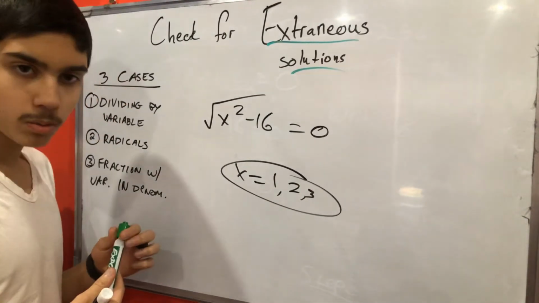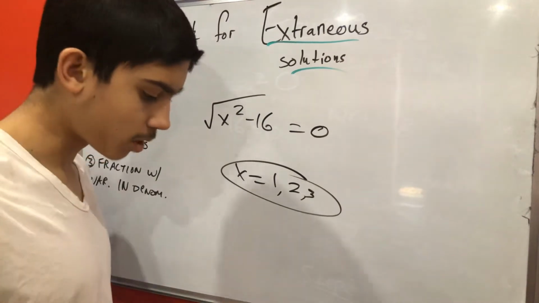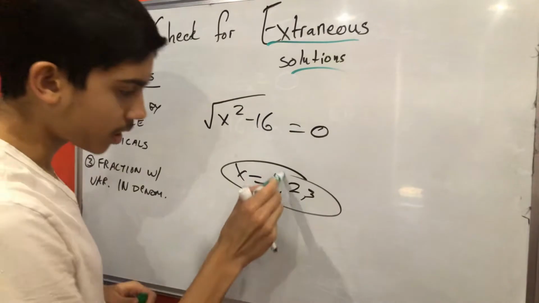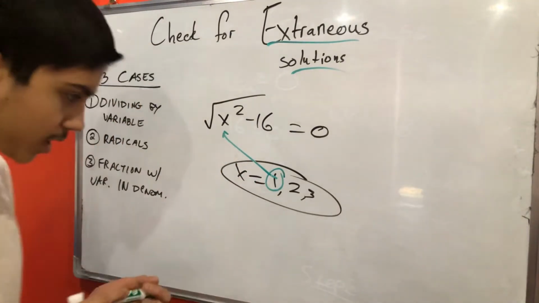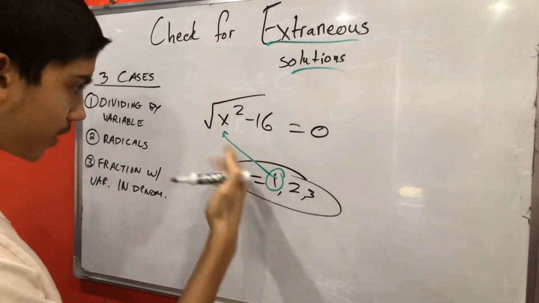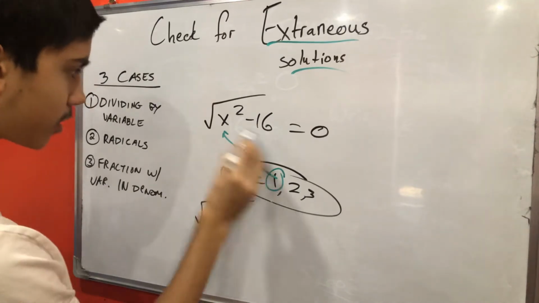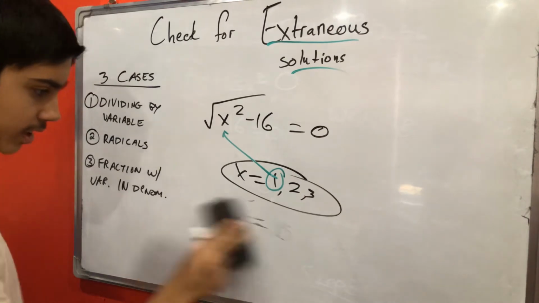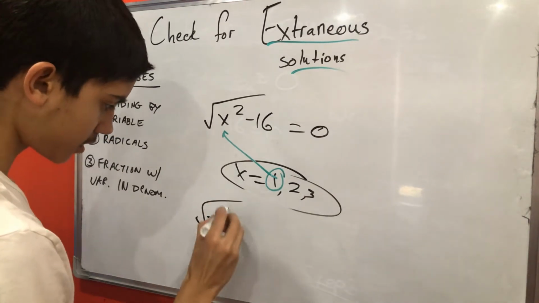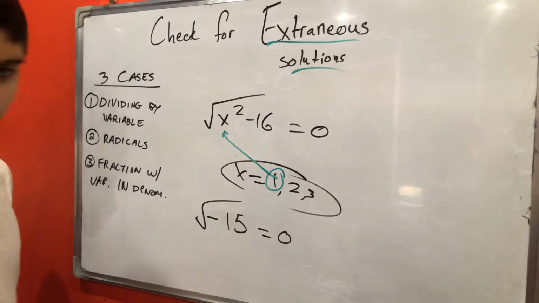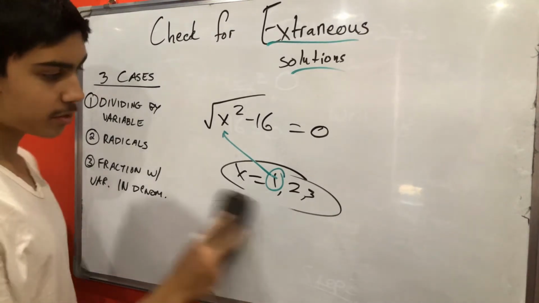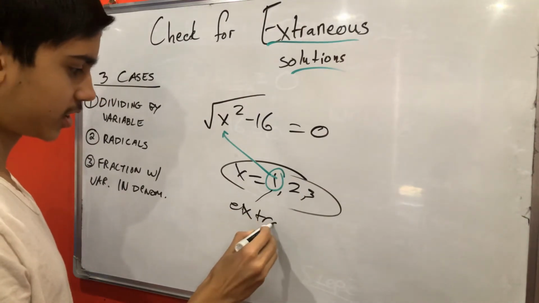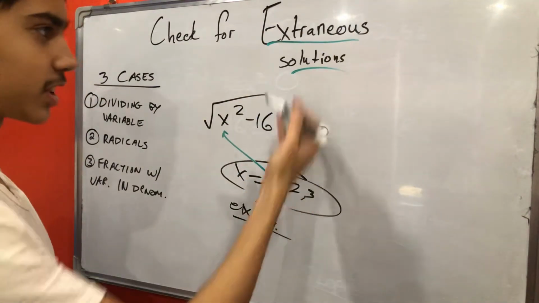So we might get 2, 3, 4, however many answers we get. What we're going to do is plug it back into the original equation. So let's plug in 1. Suppose we got 1, let's plug it back in. So we'll say the square root of 1 minus 16 is equal to 0. This will be the radical of negative 15 is equal to 0. But is this true? This is not true. So therefore, we call 1 an extraneous solution. Extraneous, spelled like this, extraneous solution.